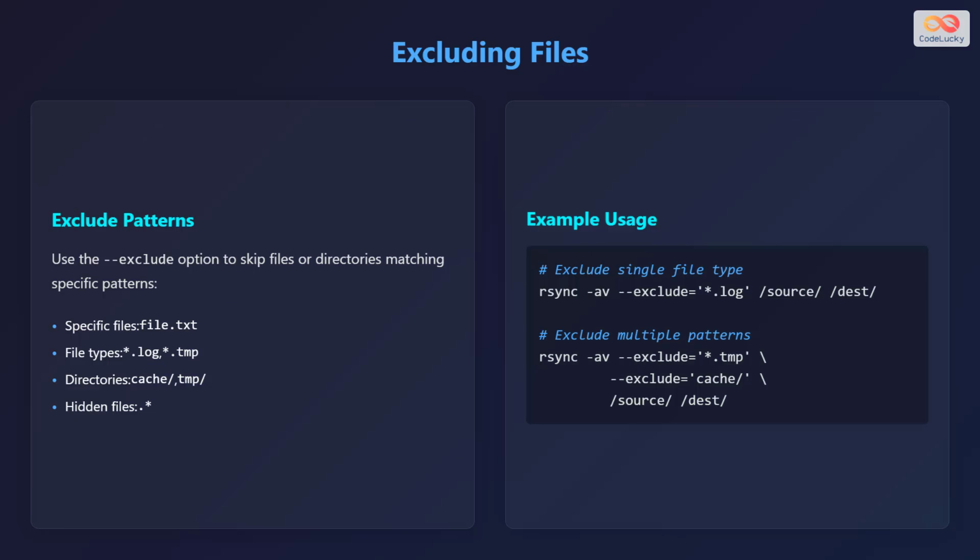Here's an example of how to use it. To exclude a single file type, use rsync -v --exclude=*.log /source/ /dest/. To exclude multiple patterns, use rsync -v --exclude=*.tmp --exclude=*.log /source/ /dest/.